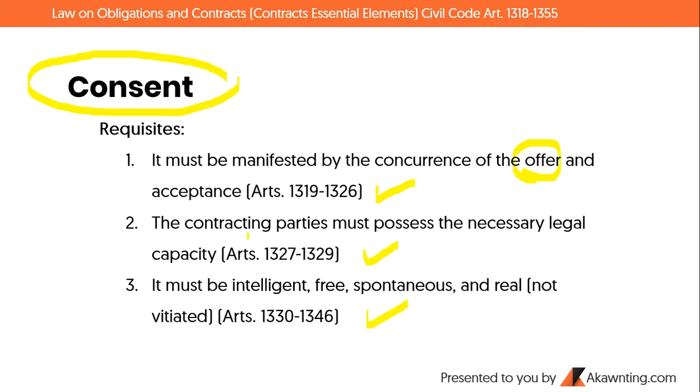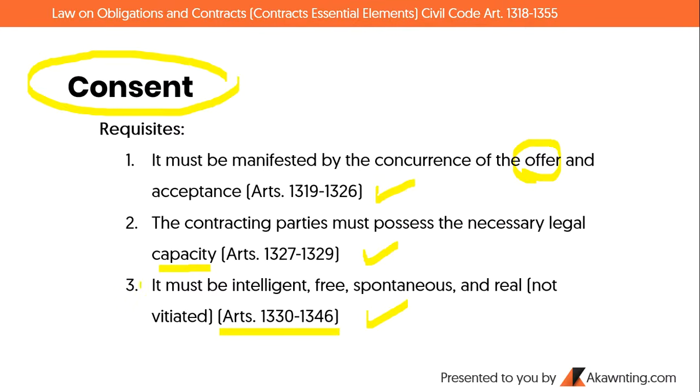Okay, number two, the contracting parties must possess the necessary legal capacity. Ibig sabihin, meron silang capacity to enter the contract. Ibig sabihin, usually yung mga walang capacity to enter a contract is yung mga minor. Pag below 18 pa sila, hindi pa sila pwedeng pumasok sa isang kontrata. And lastly, we have it must be intelligent, free, spontaneous, and real, not vitiated. So, ang magko-cover nito ay Articles 1330 to 1346.